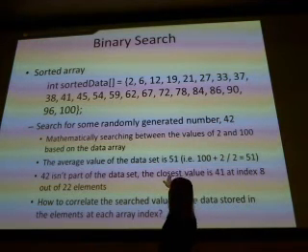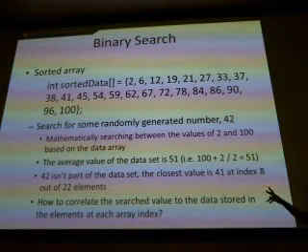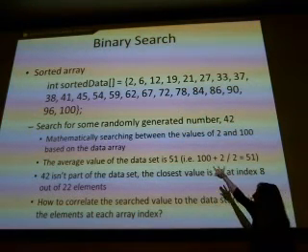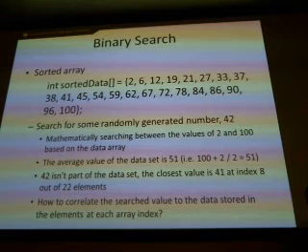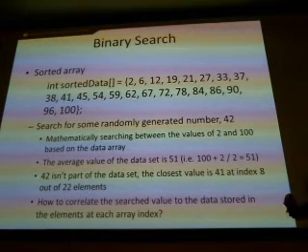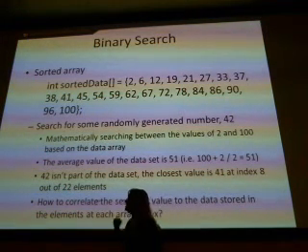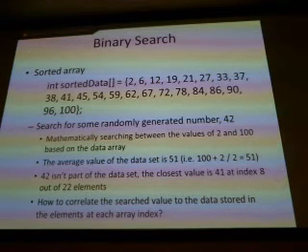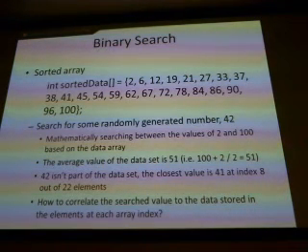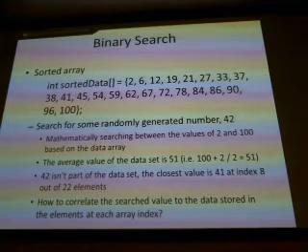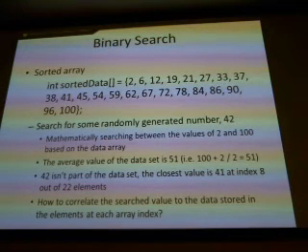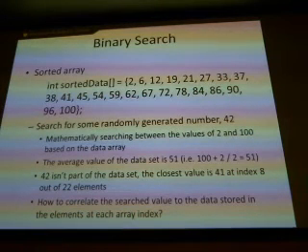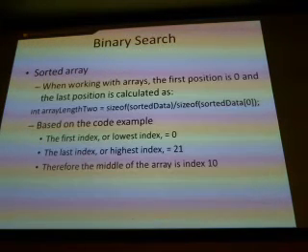So first, how do we get to the middle? What is the average value of our data set? The average value of our data set is 51, all right? But what is the middle index? We have 22 elements in that array. So how are we going to correlate that search value to the data in the elements at each array? Because if you do it mathematically here with the numbers, it doesn't help you programmatically. We need the indexes. How do we do this with the indexes?